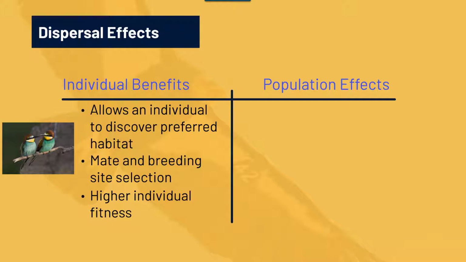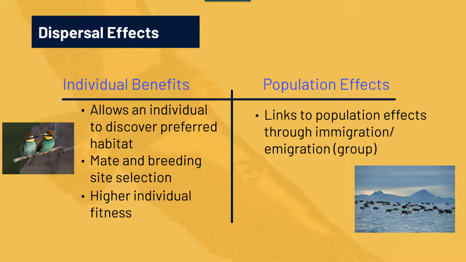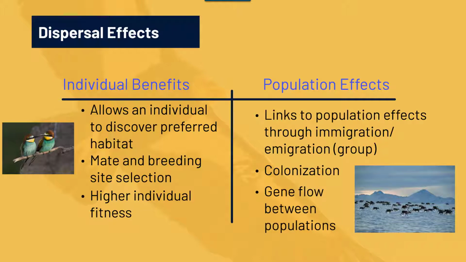On a population level, dispersal has links to population effects through immigration and emigration of a group, while dispersal really describes movement of an individual. The movement of an individual is oftentimes influenced by a group. Colonization is also influenced by individual dispersal, as well as gene flow between populations.